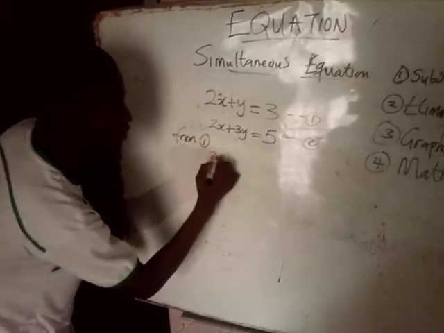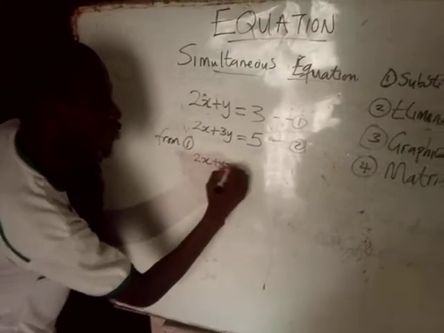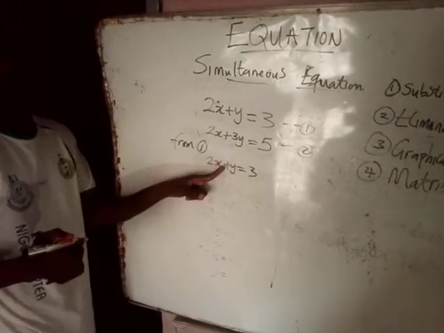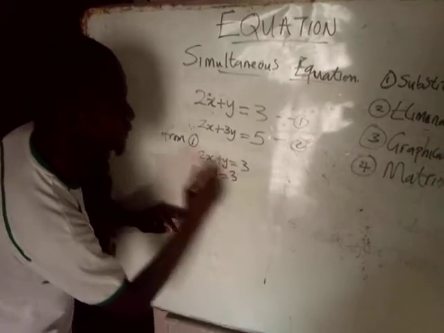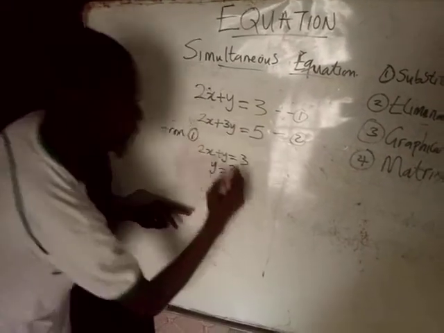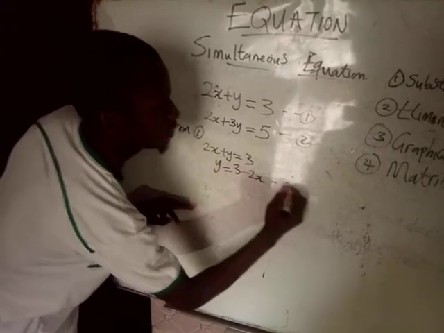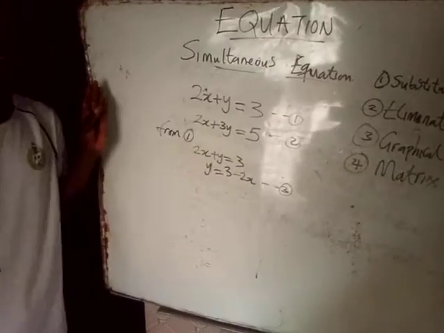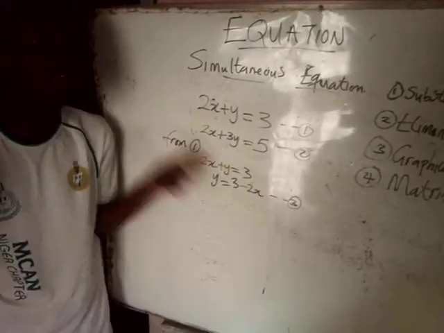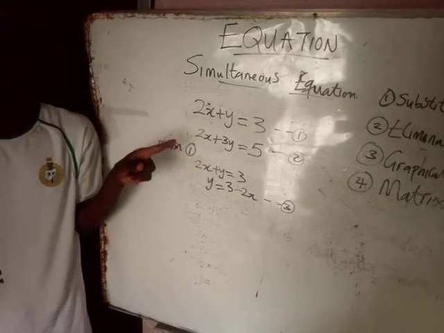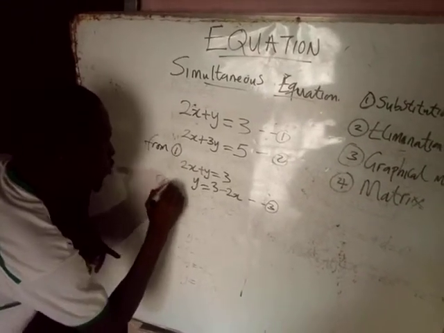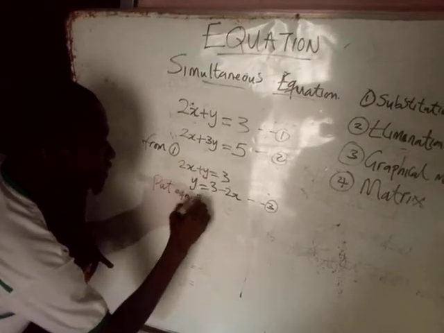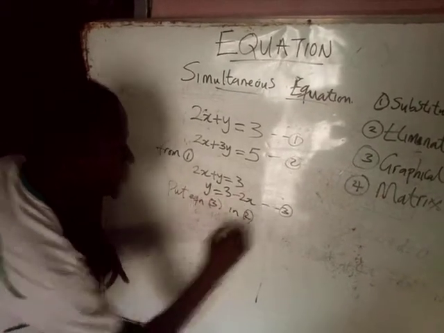Let us write our 1: 2x plus y is equal to 3. You make y the subject of the formula to get equation 3, so y is equal to 3, and when 2x goes there, it will be minus 2x. As simple as that. So since we are getting our equation 3 from 1, where are you going to put equation 3 now? Inside 2. Is it clear?